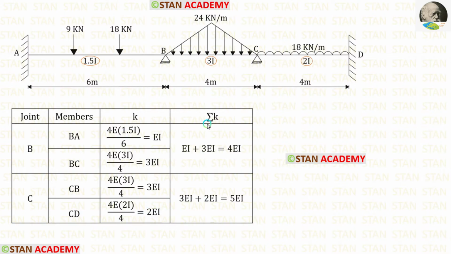Now let us find sigma k. In the joint B, we have calculated two stiffness values. We have to add both of them. After adding, we are getting 4EI. In the joint C, we have calculated two stiffness values. We have to add both of them. After adding, we are getting 5EI.